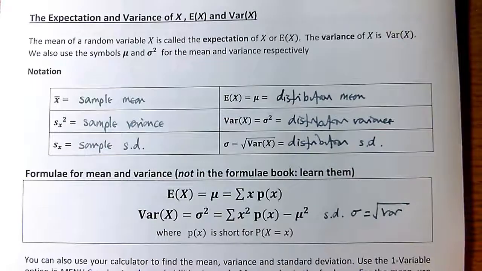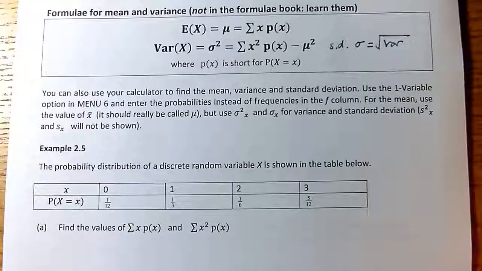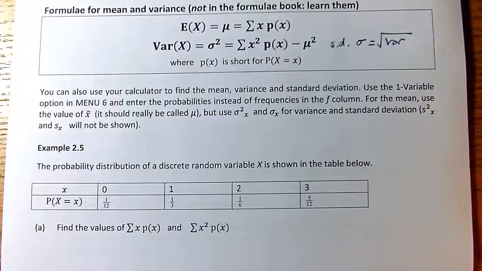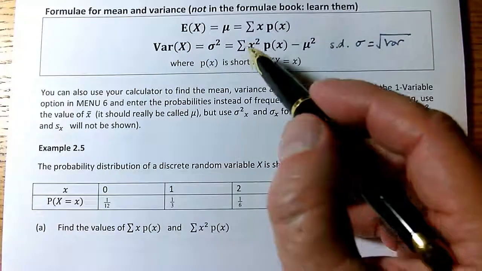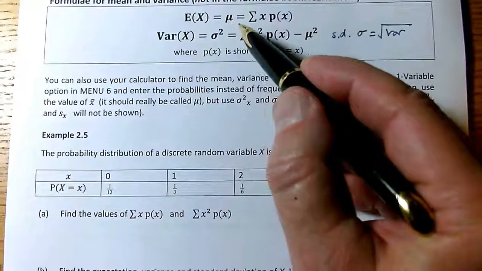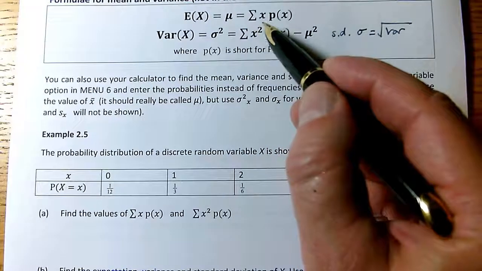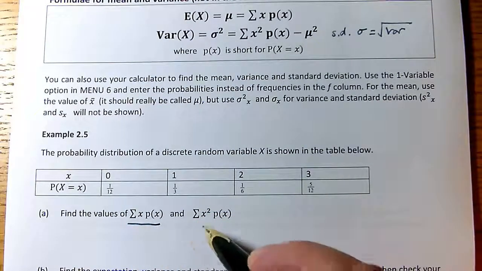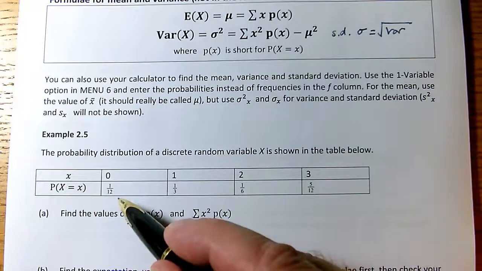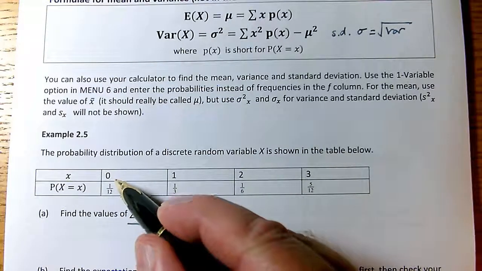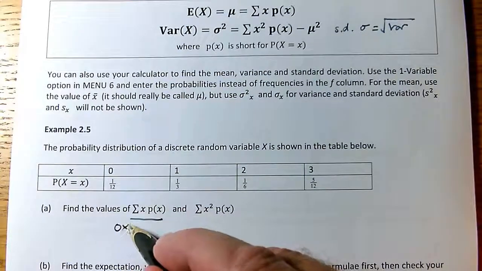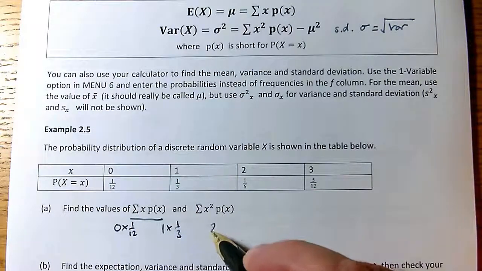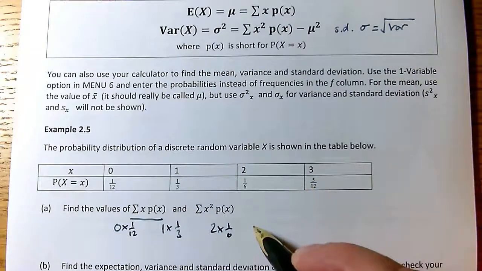Okay, let's start on example 2.5. So for this table here, we're going to follow up by using our calculator to do this, but we're going to start out by seeing how the formulas work. So for the mean, for mu, or the expected value, I need to be working out sigma x p of x. And in fact, all this part A asks me to do is work out x p of x and sigma x squared p of x. Let's do x p of x first. All that means is we take each x value and multiply it by the p of x. So I do 0 times 1/12, and I do 1 times 1/3, and I do 2 times 1/6, and I do 3 times 5/12.